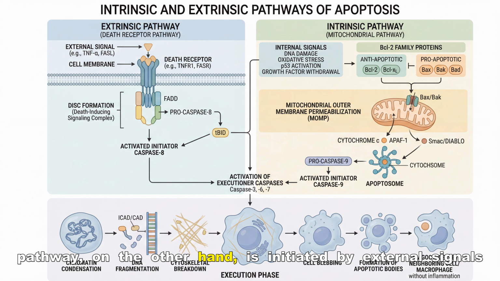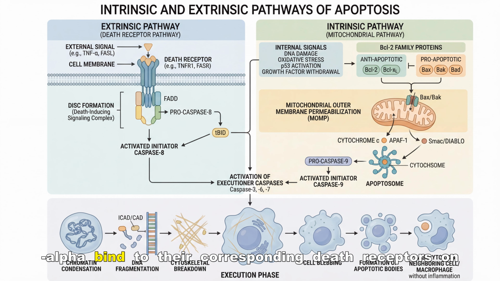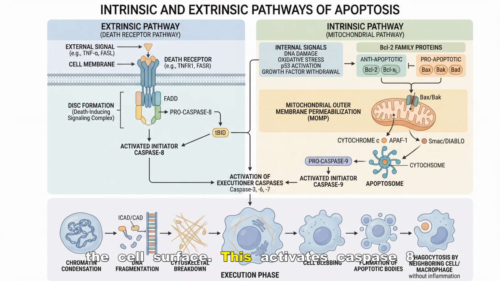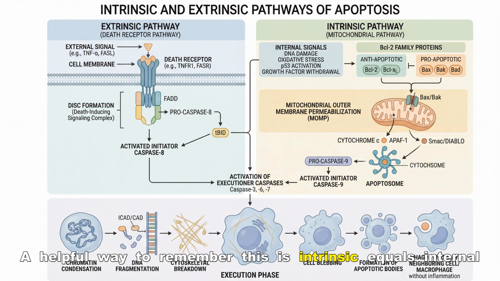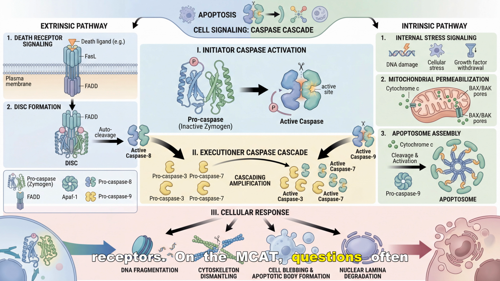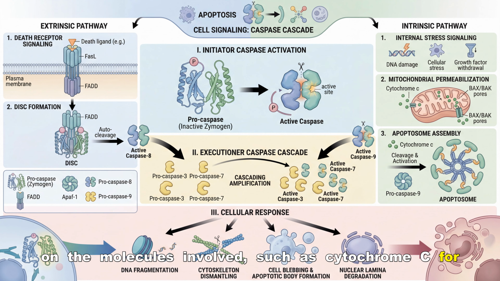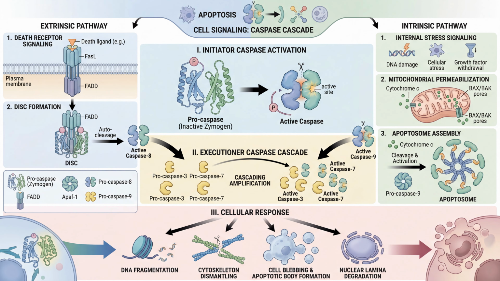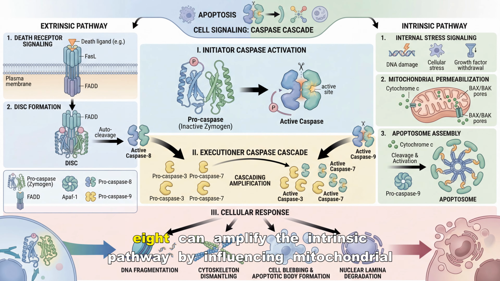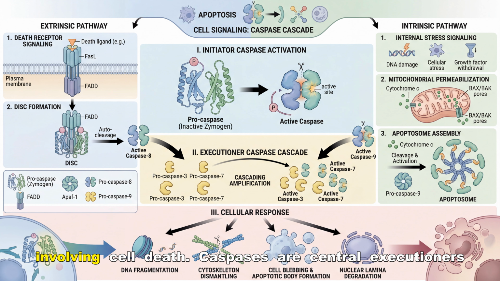The extrinsic pathway, on the other hand, is initiated by external signals when death ligands, such as Fas ligand or TNF-alpha, bind to their corresponding death receptors on the cell surface. This activates Caspase-8 and leads to the same execution phase. A helpful way to remember this is intrinsic equals internal mitochondria, extrinsic equals external receptors. On the MCAT, questions often ask you to identify which pathway is being activated based on the molecules involved, such as cytochrome C for intrinsic or Fas receptor for extrinsic. These pathways are also interconnected, as Caspase-8 can amplify the intrinsic pathway by influencing mitochondrial permeability. Understanding these mechanisms is crucial for interpreting experimental data and passage-based questions involving cell death.